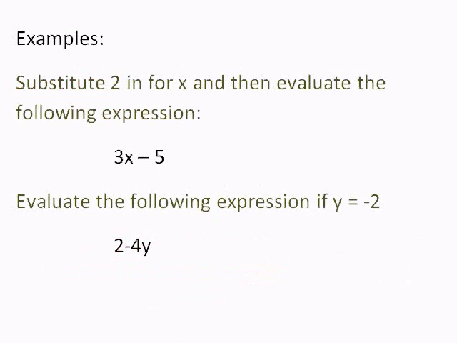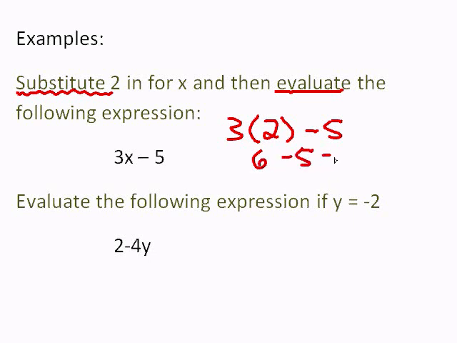Let's take a look at a couple of examples. Substitute 2 in for x and then evaluate the following expression. So what we would do is we would change the x into a 2, giving us 3 times 2 minus 5. That was the substitute part of the instruction. The next part asks us to evaluate the following expression. So I'm going to evaluate 3 times 2 minus 5, giving me 6 minus 5, which is 1.